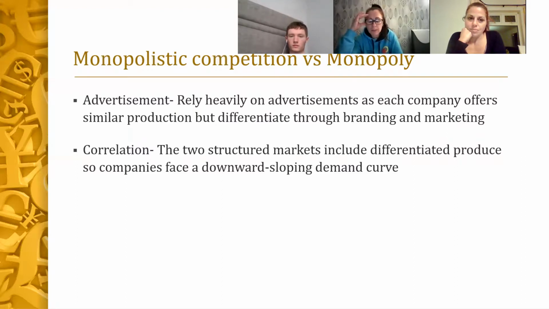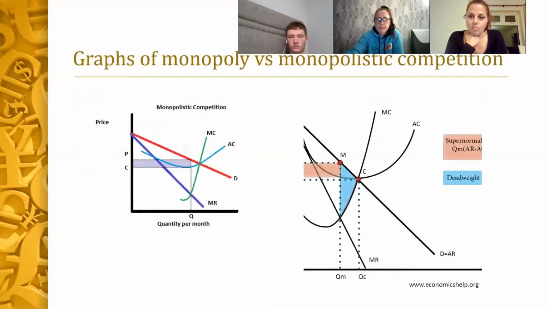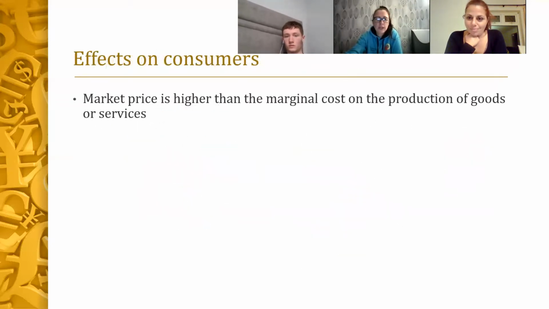The correlation of monopolistic competition and monopoly is that the two market structures include a differentiated product, so companies face a downward sloping demand curve. And that's the end of mine. There are graphs there of monopoly versus monopolistic competition. I'll pass it back over to Ben. Effects on consumers: market price is higher than the marginal cost on the production of goods or services.